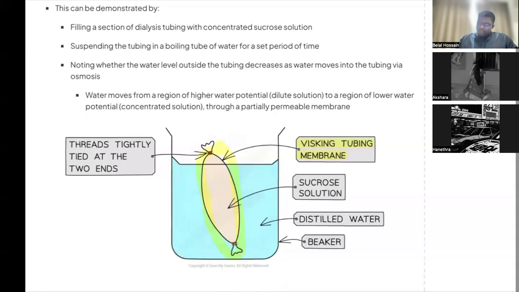Then we will place it in distilled water, because the sucrose solution inside is going to give a low concentration of water. Low concentration of water will be inside due to the presence of sucrose solution, and outside is distilled water, which is a high water concentration. So what will happen?